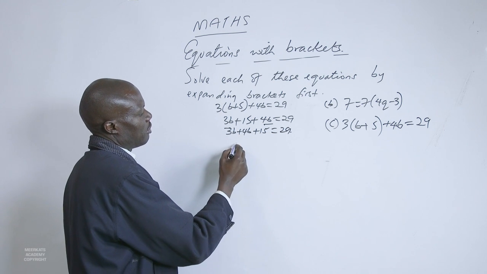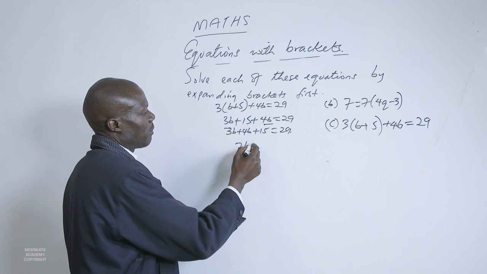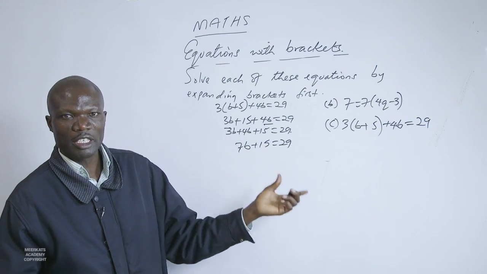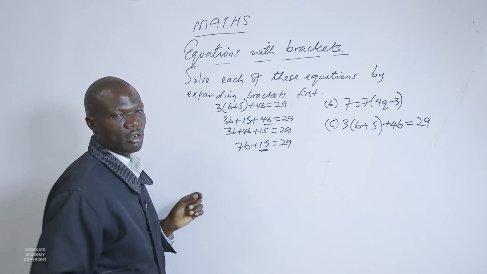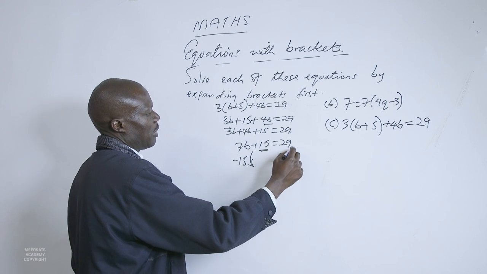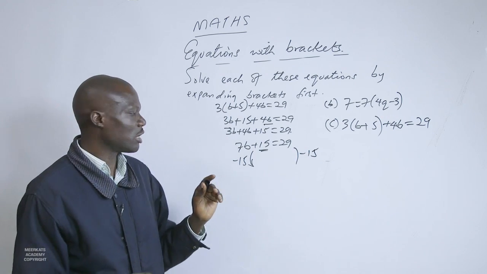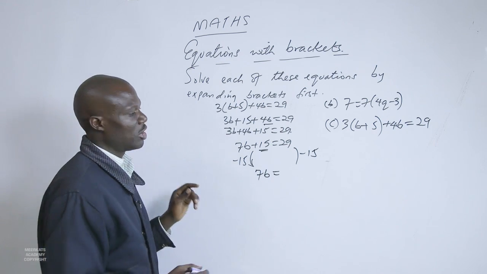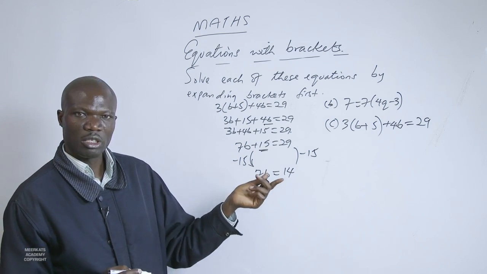When you add this one, it will give us 7b, that is 3b and 4b gives us 7b plus 15 is equals to 29. Now here we have an expression that can now be dealt with systematically. So we shall first tackle by removing 15 on the left and remove 15 on the right. So 7b plus 15 minus 15, you remain with 7b, and then 29 minus 15, you remain with 14. So 7b is equals to 14.